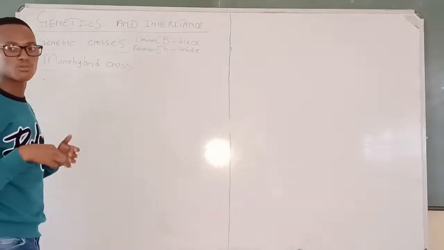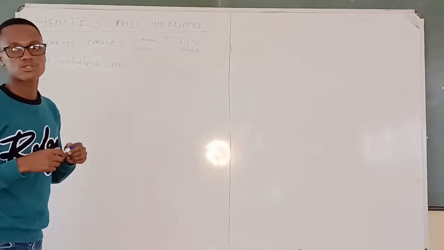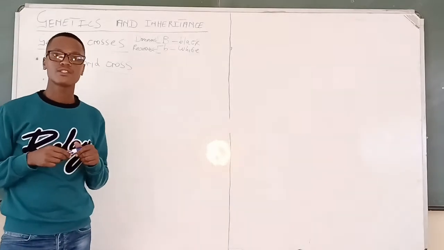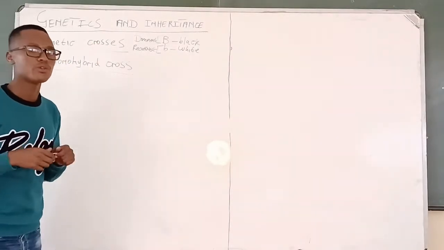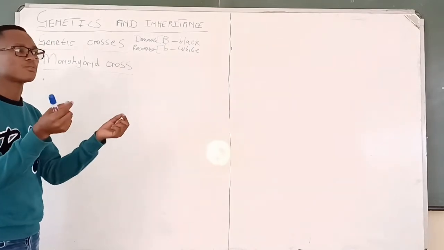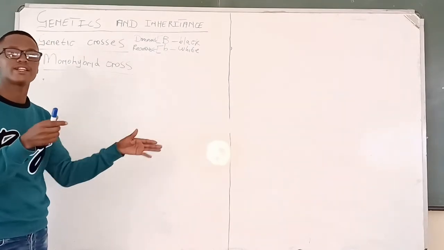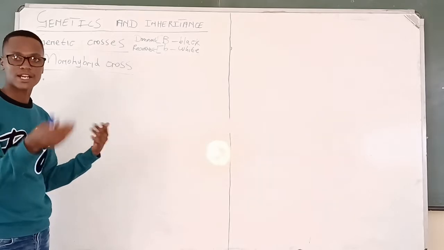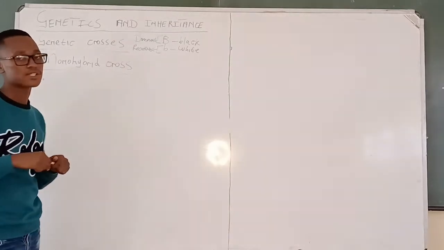In the previous video, I told you guys that a monohybrid cross is a type of cross whereby we focus on the inheritance of only one characteristic, or whereby we cross two organisms. When we cross them, we only focus on one characteristic that we're going to study. It can be height, or the characteristic can be color. So this is a monohybrid cross.